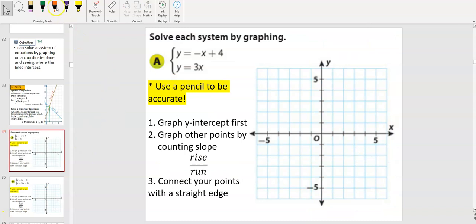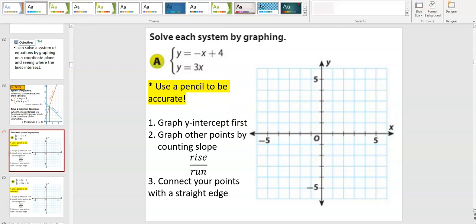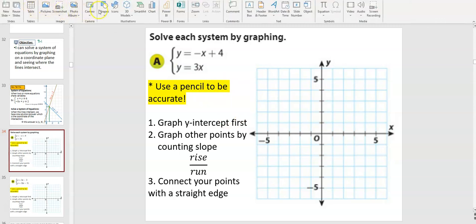All right, so we're going to go ahead and start to practice solving these equations by graphing. Use a ruler to be accurate, because a ruler is going to help you stay nice and straight. I'm going to actually end up using my little shapes here. So let's go ahead and grab that.